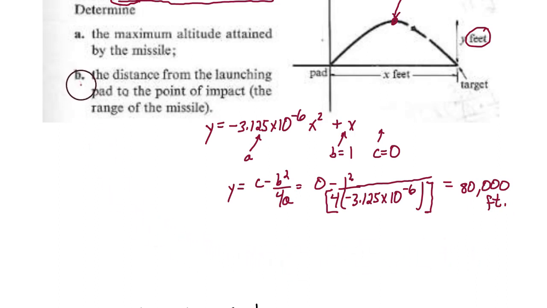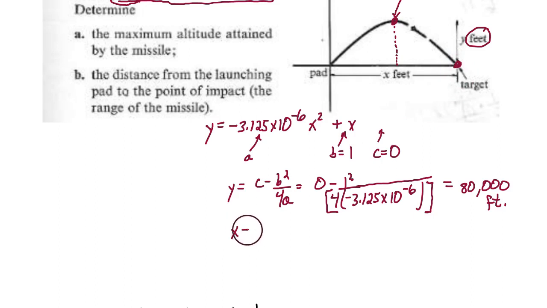Now, question B, what is the distance from the launching pad to the point of impact? How far is it across here? One way to find the answer is to recognize that the x-coordinate of the vertex is half the distance to the point of impact. So if we find the x value of the vertex, we could then double that to figure out what x equals over here.